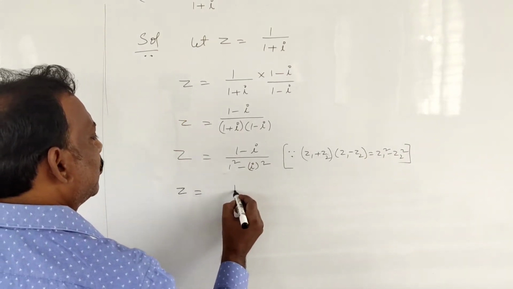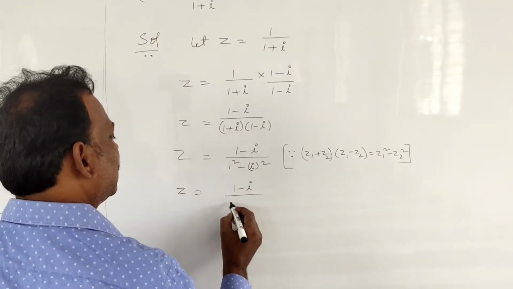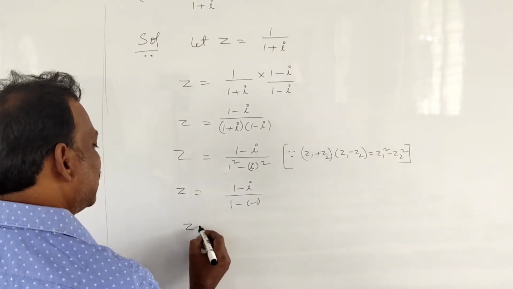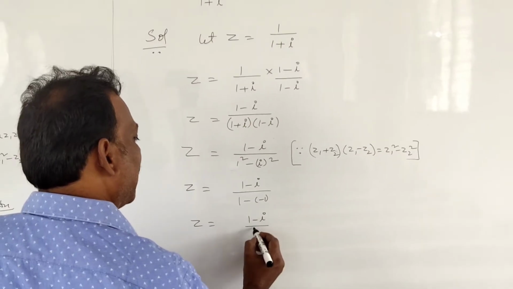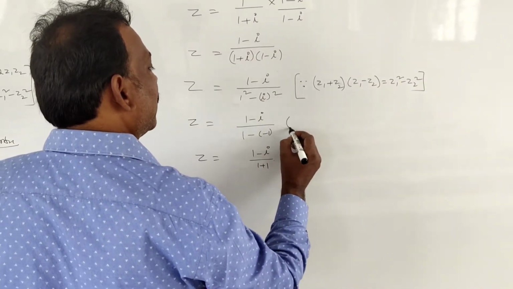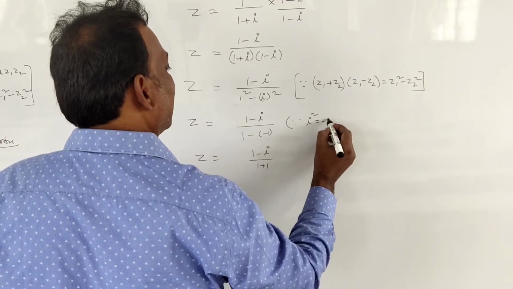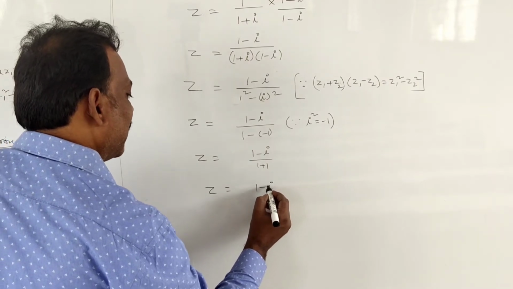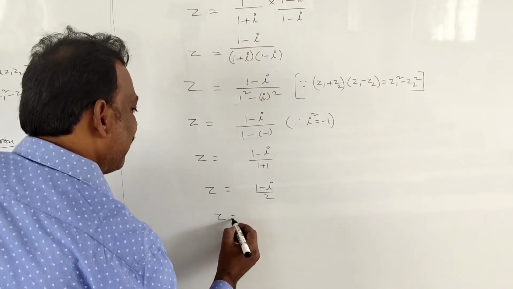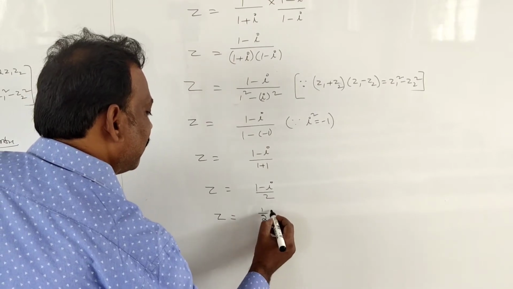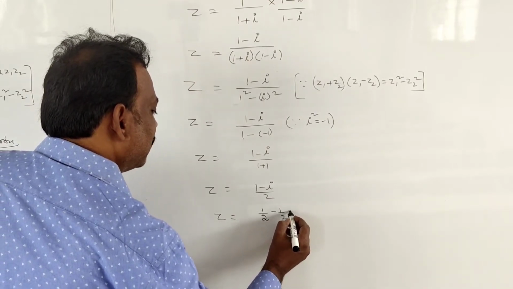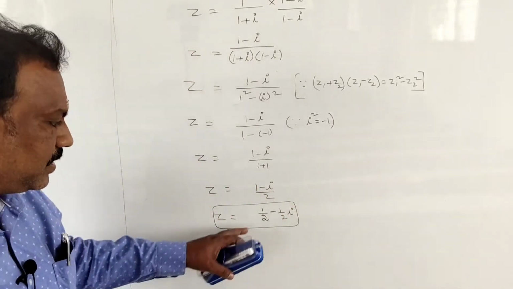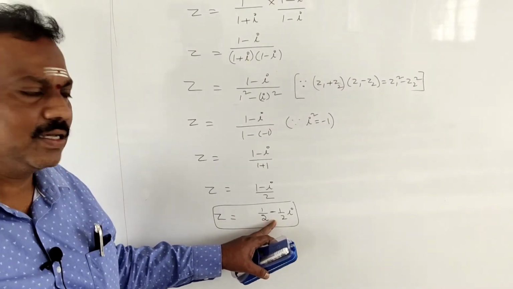So z is equal to 1 minus i upon 1 square is 1, minus i square is minus 1. So z is equal to 1 minus i upon 1 plus 1. Here you can write, as i square value is minus 1, 1 minus i upon 1 plus 1, which is 2. I can write this as 1 by 2 minus 1 by 2 i. So now it is in a plus ib format. This is a, and the plus place is minus ib format.